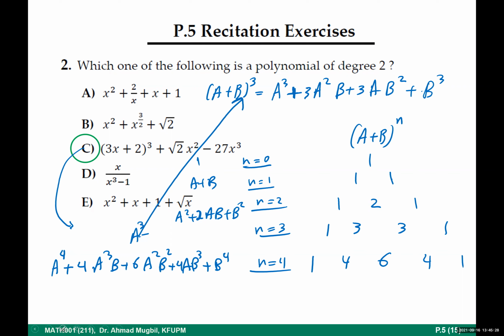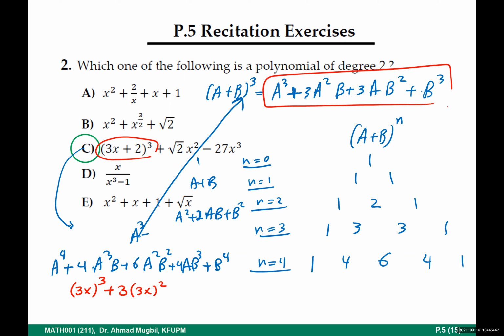So let's see how to expand this, Shabab. Let me change the color. Now, how to expand this one? What will it be? It will be 3x. Do it slowly to avoid any mistake. 3x to the power 3, plus 3 times 3x to the power 2. I'm applying this formula now. Times 2, this is B. Plus 3 times A, A is 3x, times 2 to the power 2, plus 2 to the power 3.